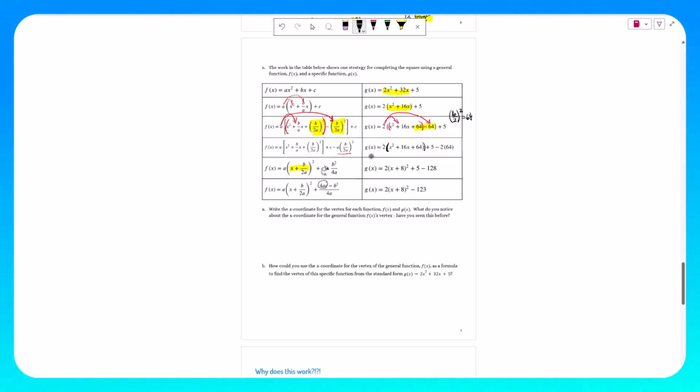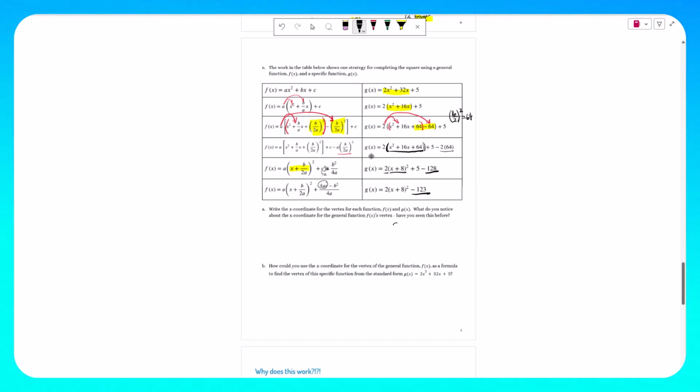They have distributed the 2 here and here to become 2 times taking that binomial here and squaring it, multiplying this out, and then simplifying at the end. Now, the first question, it asks, write the x-coordinate of the vertex for each function f of x and g of x. What do you notice about the x-coordinate for the general function of f of x? Have you seen this before?